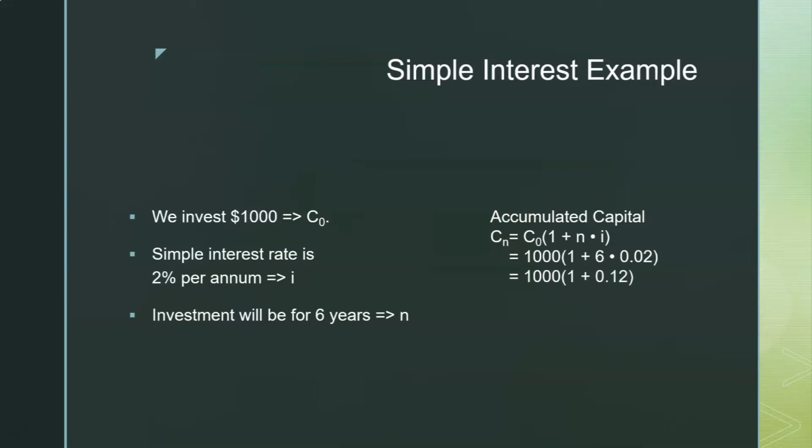We multiply that out. The 6 times 0.02 gives us 0.12. We add the 1 and the 0.12 together to get 1.12, and then multiply that by 1,000, and that gives us 1,120. So in 6 years, the accumulated capital will be $1,120.